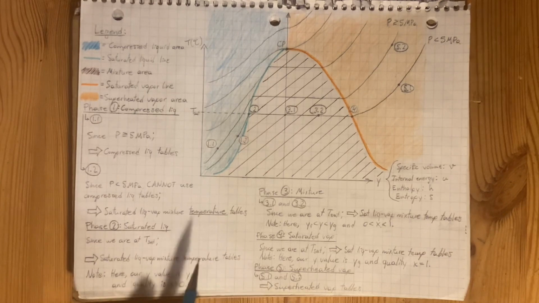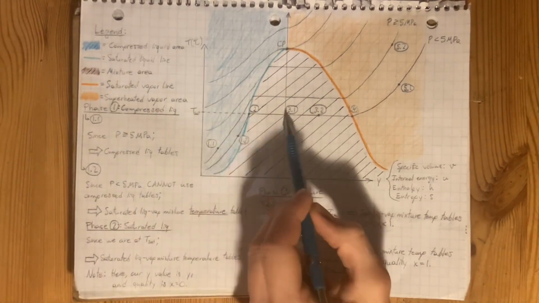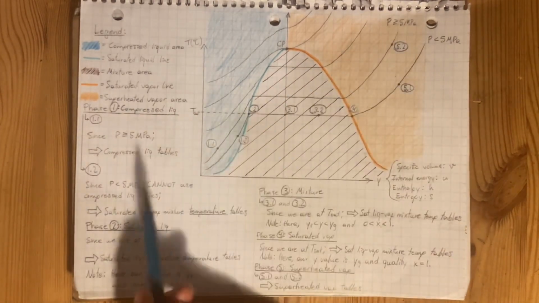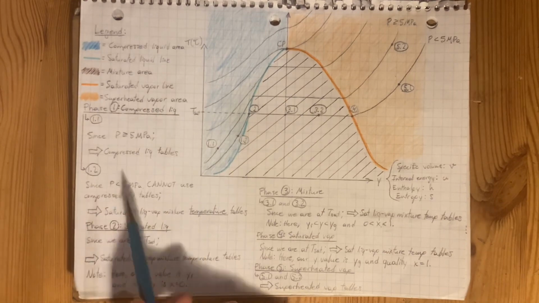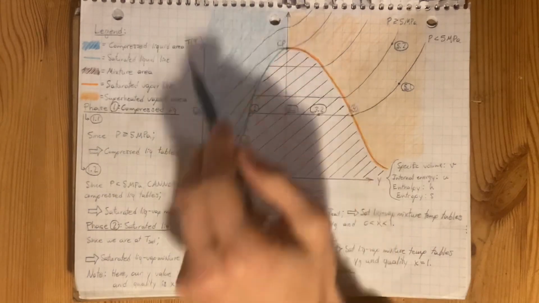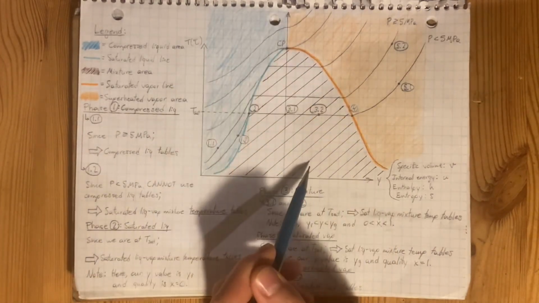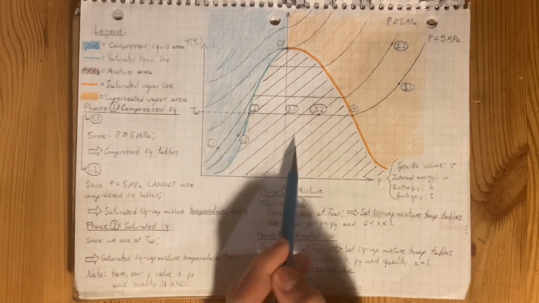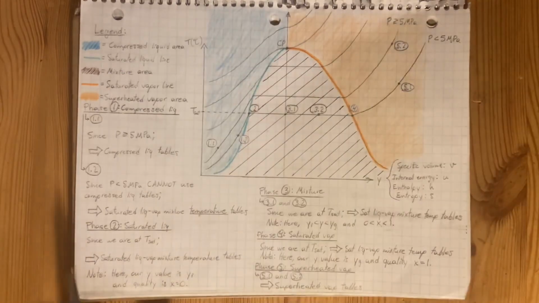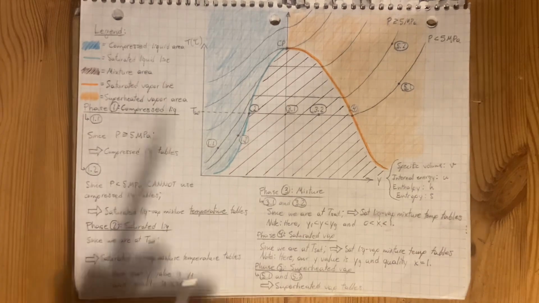So what does this all mean in practice? I've put some points here. We have different points that are pretty important for problems that you're going to want to look out for. Basically you have three tables. You have one table for each shaded area. So we have the compressed liquid table, and the mixture tables, which have the temperature and the pressure tables. If you have information on temperature, you're going to use the temperature tables. If you have information on pressure, you're going to use the pressure tables.